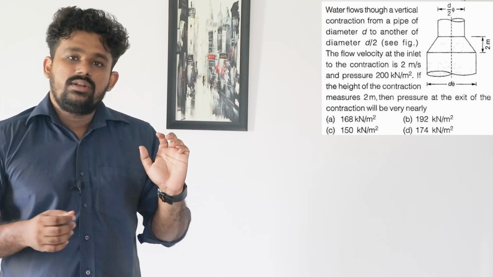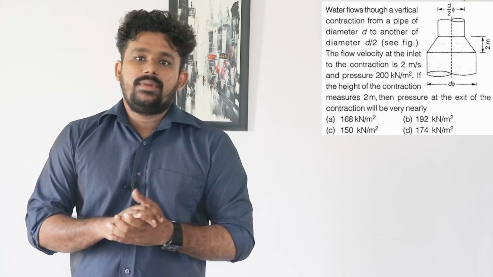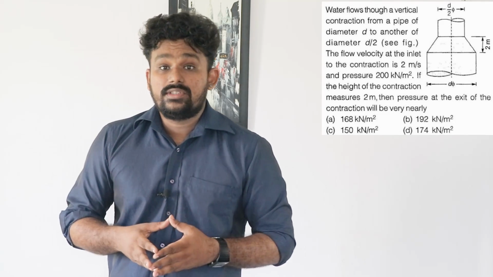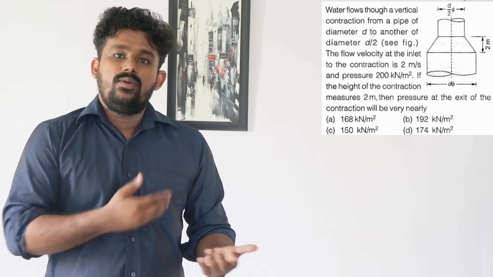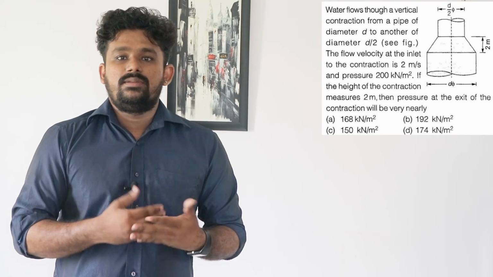So we can use the Bernoulli equation directly, but one parameter is not given: the exit velocity V2 is not known. Means P1 by rho g plus V1 square by 2g plus Z1 equal to P2 by rho g plus V2 square by 2g plus Z2.